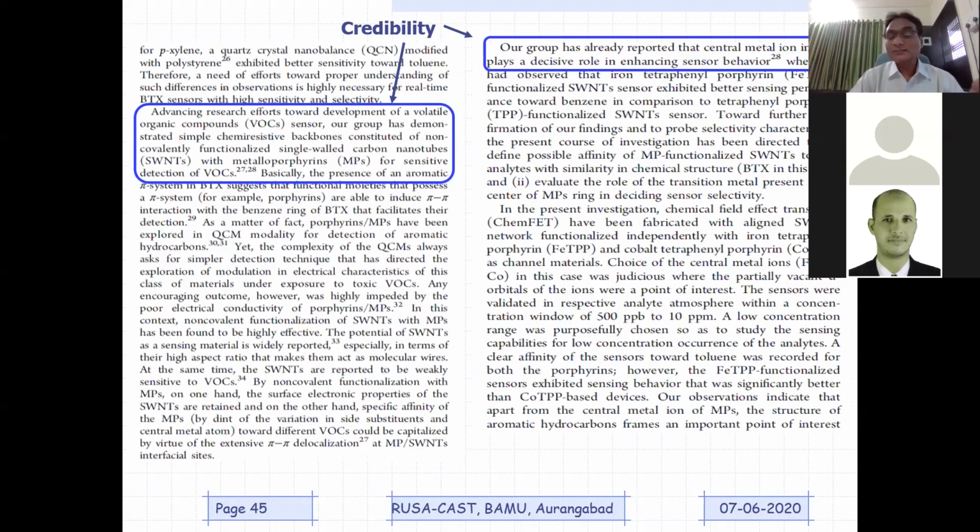And then the third is going to be credibility. As far as credibility is concerned, you need to make this kind of statement. You can see our group has already reported that the central metal ion in MPs plays a decisive role in enhancing sensor behavior. And this reference number, what does it mean? It means that we are talking about our prior work. Similarly, in this paragraph also we have made a similar statement, and we are trying to tell the reviewer that we have already done some preliminary work in this particular area. This has already been published earlier, and of course those should be indexed journals. If you have indexed journals, then obviously it will be easier for you to claim your credibility. So this is how novelty, social relevance and credibility can be reflected in your investigation.